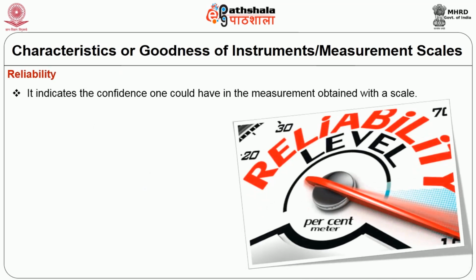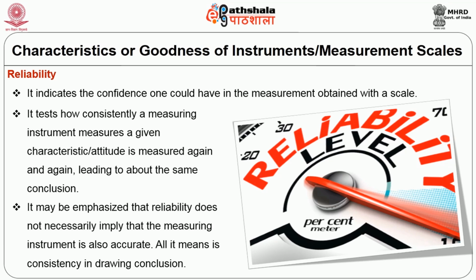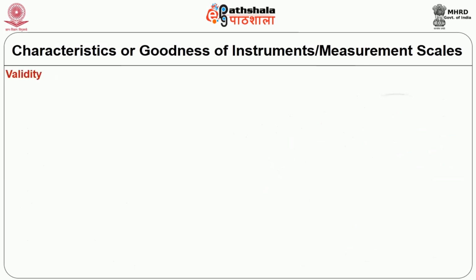Reliability. Reliability indicates the confidence one could have in the measurement obtained with a scale. It tests how consistently a measuring instrument measures a given characteristic, when an attitude is measured again and again, leading to about the same conclusion. It may be emphasized that reliability does not necessarily imply that the measuring instrument is also accurate. All it means is consistency in drawing conclusion.